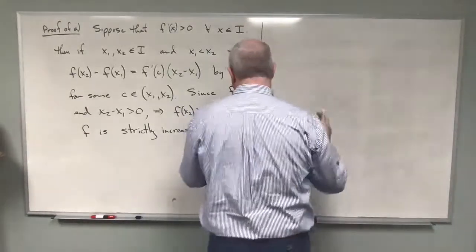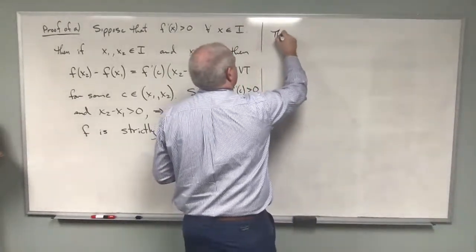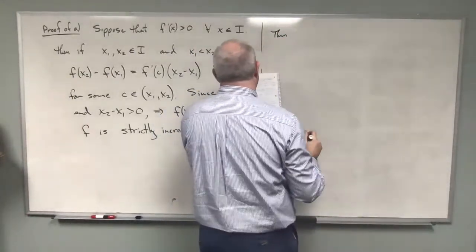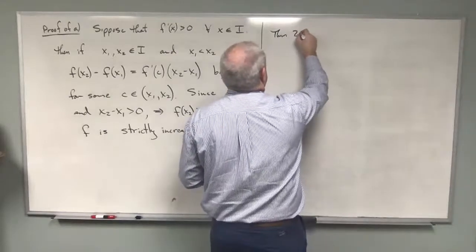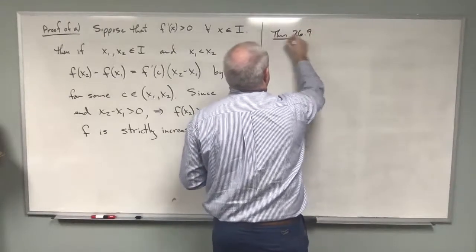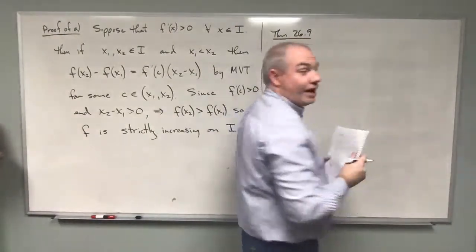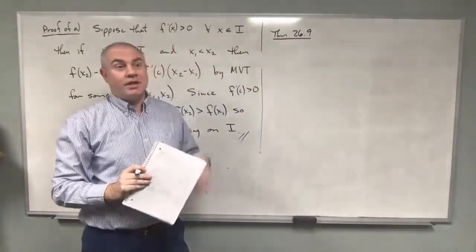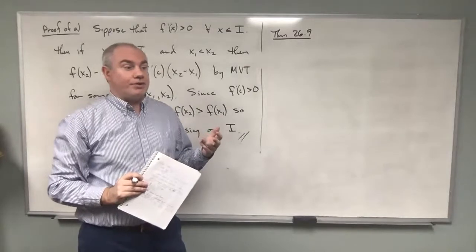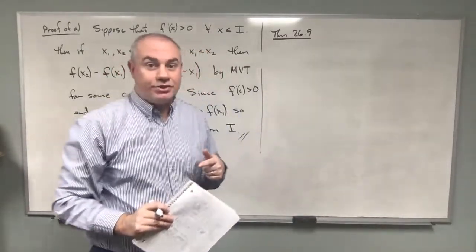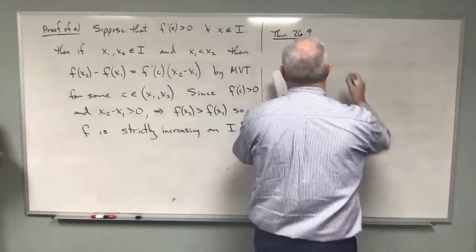So this is Theorem 26.9. And this one is called the intermediate value theorem for derivatives. So we've heard of the intermediate value theorem. We study that one in calculus class. This one we don't study as much.